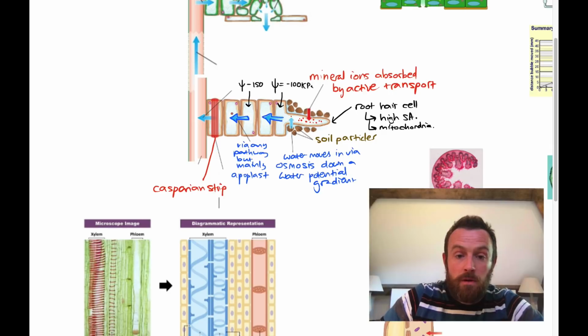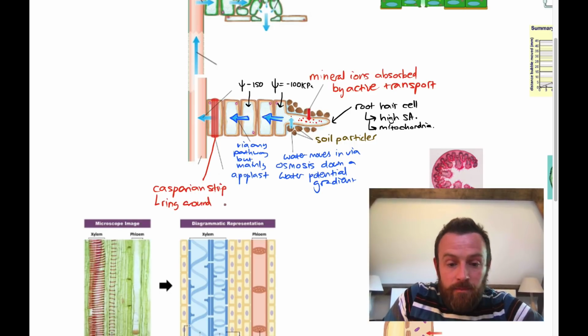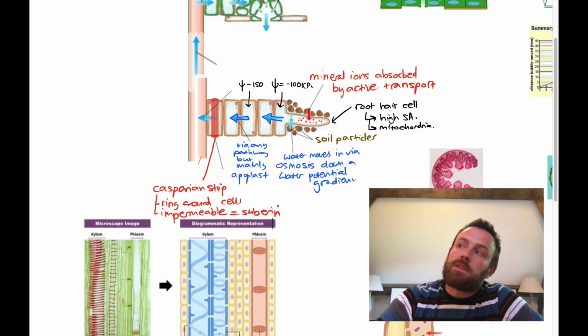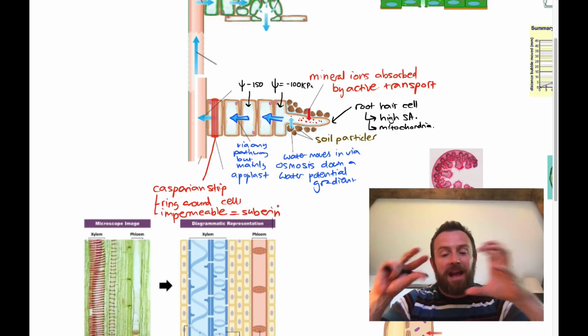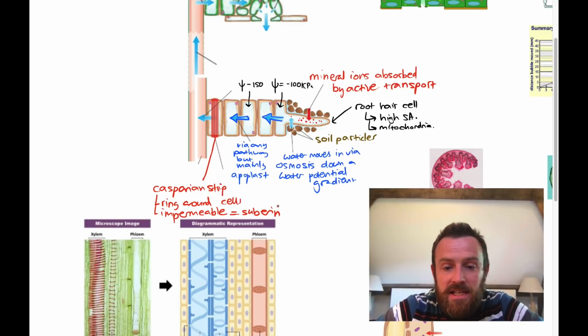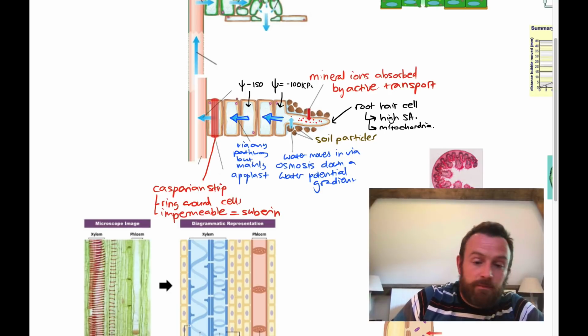So the Casparian strip, let's just make a little bit of a note here. So it's a ring around all the cells in this layer, and it's impermeable, and it's made, I don't think this is on the syllabus, but it's made of something called suberin, which is just an extra biological molecule that kind of packs in all the gaps in the cell wall to make it impermeable. So the purpose of that is that we make water move via the symplast or vacuolar pathway. Now there's another key process that happens.